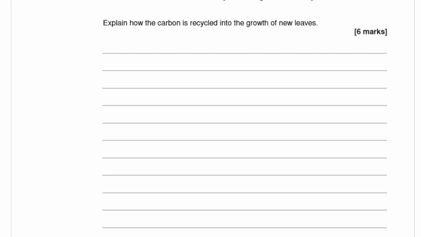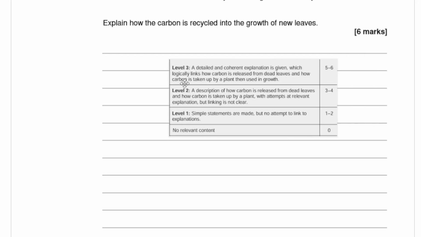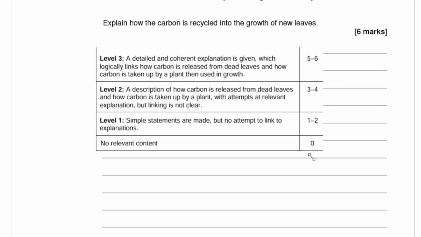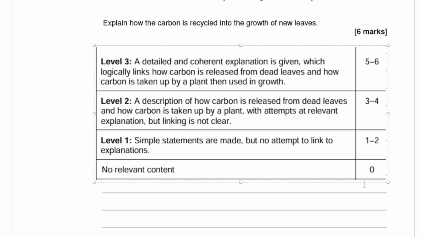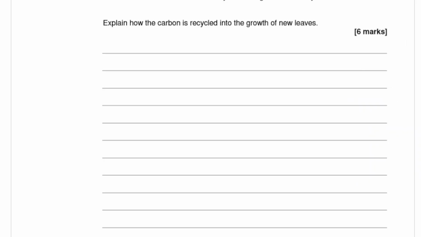And what does the marking scheme actually say? Yes, what you need to write for the 6-mark question. So what we want is a level 3 answer, a detailed and coherent explanation which links how carbon dioxide is released from dead leaves and how the carbon dioxide or carbon is taken in by a plant, then used as well. So in order to gain the 6 marks, you need to write about what happens to the carbon.